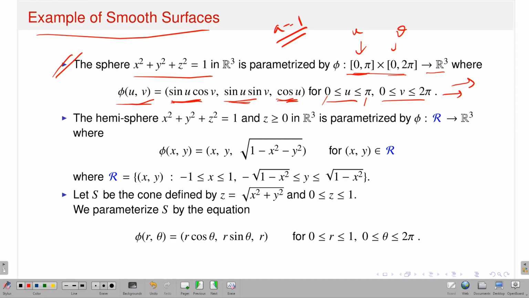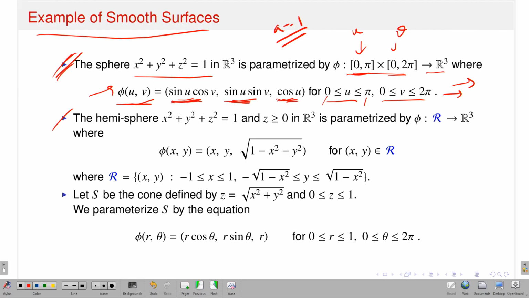Phi_u you can easily calculate because these are the component functions, and similarly phi_v at p you can calculate. Then you take the cross product and see whether it is a non-zero vector or not. You can easily get it. So this portion I am leaving as an exercise, you complete it. Okay, so that is the first example of a smooth surface.